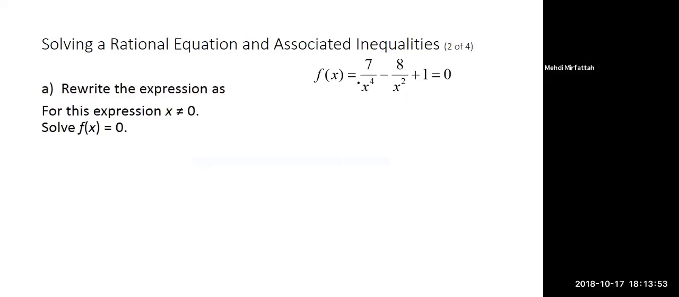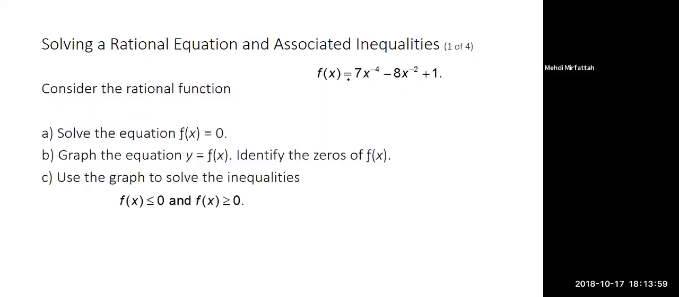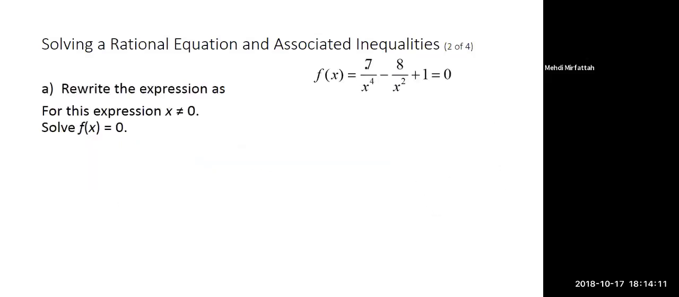We can rewrite this as 7 over x to the power of 4, because x to the power of minus 4 is equal to 1 over x to the power of plus 4. X to the power of minus 2 is equal to 1 over x to the power of plus 2. So therefore, this would be 7 over x to the power of 4 minus 8 over x to the power of 2 plus 1 equal to 0.